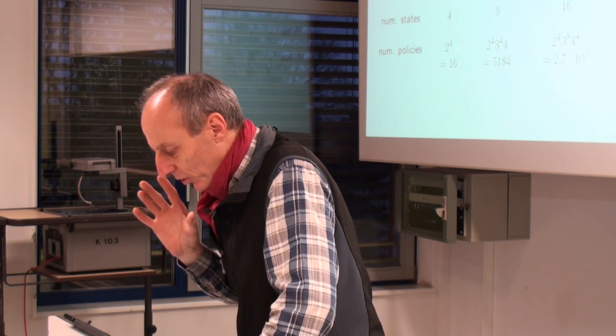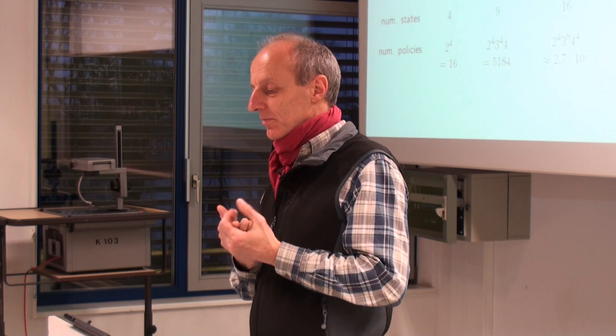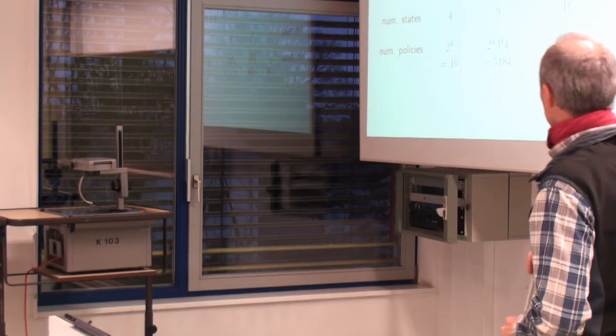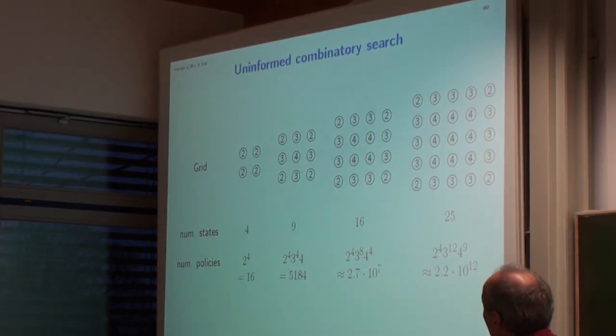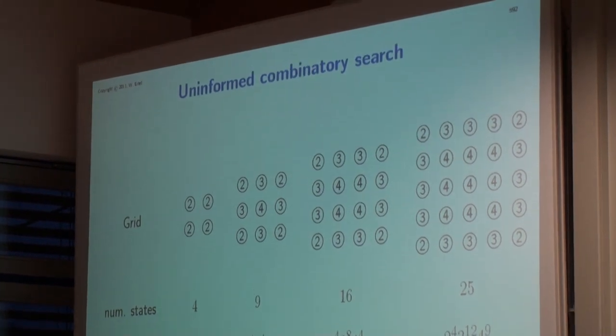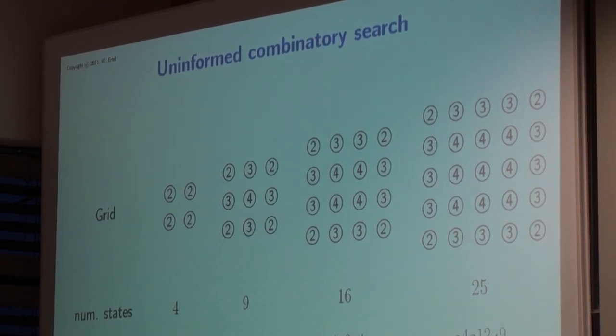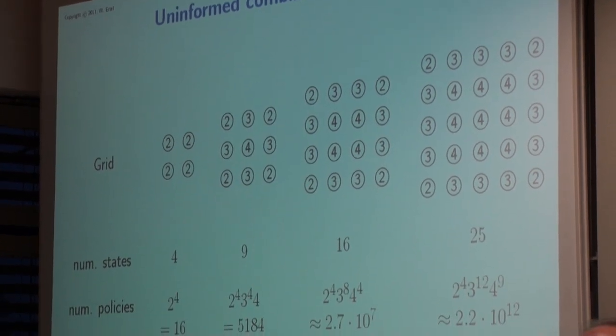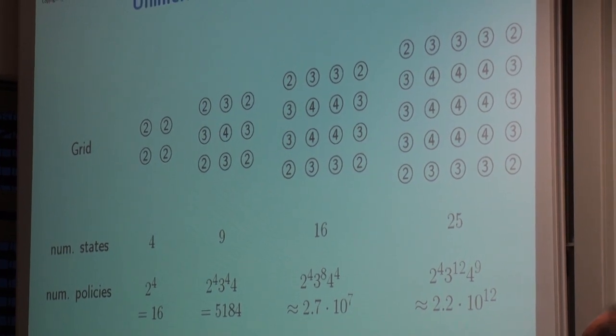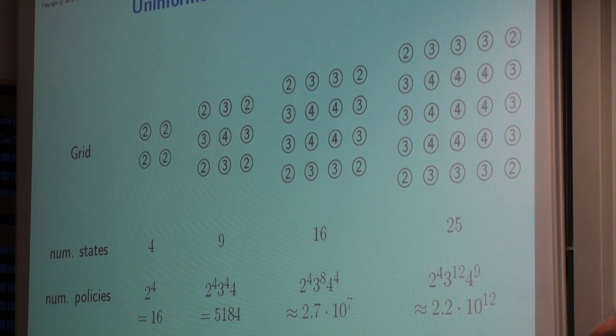Now we move towards algorithms for reinforcement learning. How can this be done? Before we look into the algorithms, I want to show this slide again. We looked at it last time. This slide gives us the number of different policies for such a two-dimensional grid. For example, our crawling robot has such a grid. So the number of states increases quadratically with the size of the grid. The number of policies increases much worse.